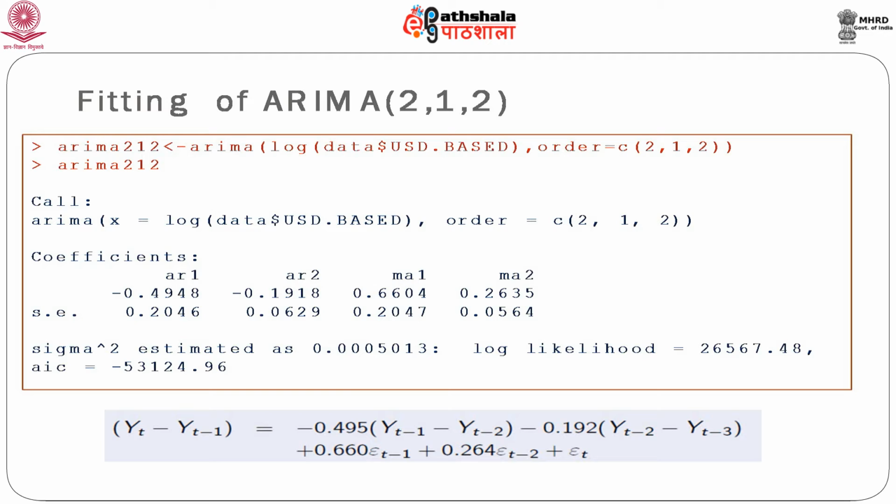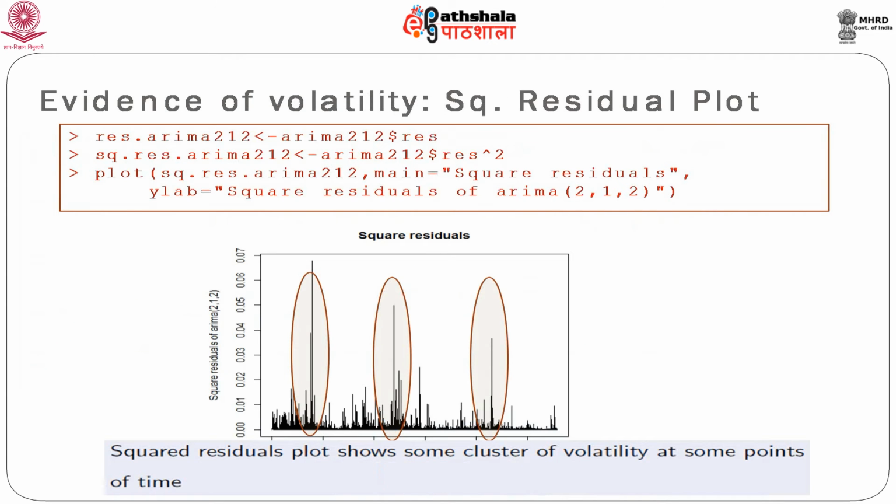So the next objective is to extract the residual from it, because there we will see the evidence of volatility. So let's look for the evidence of volatility in the residual series. To get the residual, we can use that ARIMA object, the arima212 object that I created. So with the ARIMA object, $resid, if I write that, it will provide you the residual of that particular model. That residual was stored in resid.arima212, and then finally the squared residual was derived by just squaring the residual series.